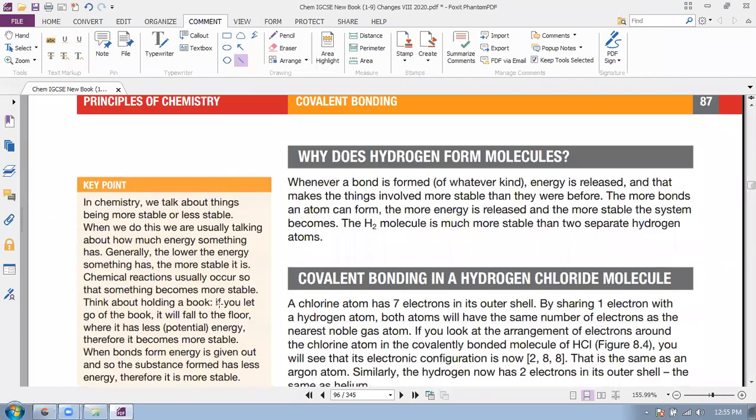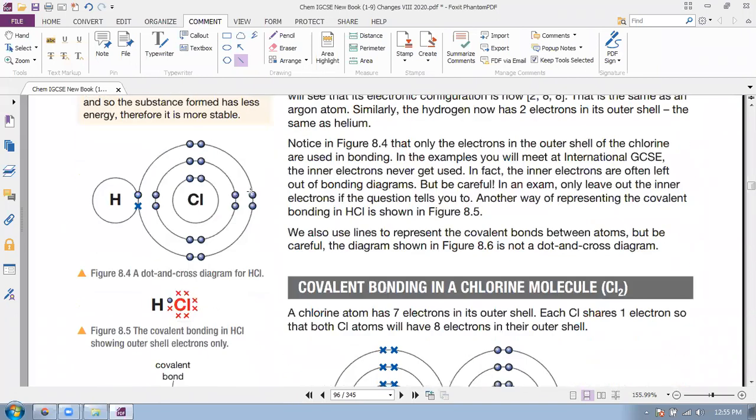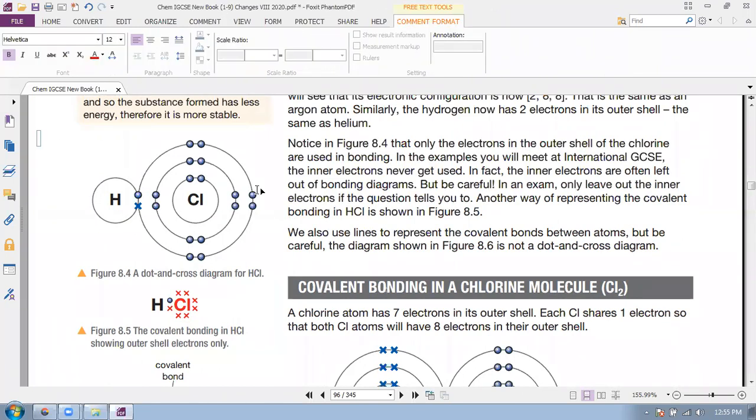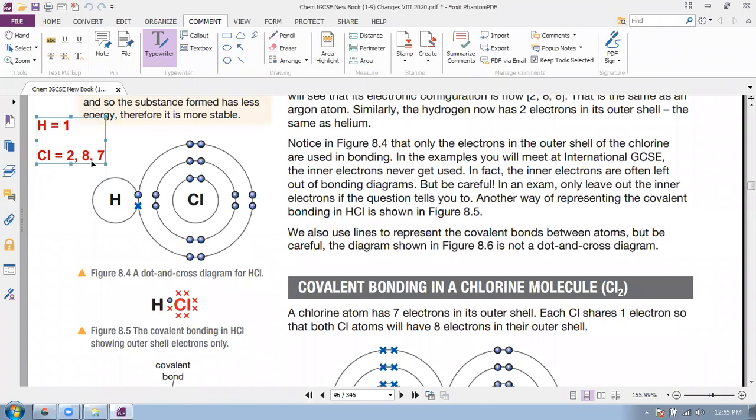Let's see more examples so that we can understand. Look at this, hydrogen and chlorine. Normally, how many electrons does a hydrogen atom have? Do you remember? Normally, a hydrogen atom has 1 electron in its outer shell. And how many electrons does chlorine have in its outer shell? Chlorine. Do you remember? Chlorine has a 2, 8, 7 configuration. So a chlorine atom has 7 electrons in its outer shell.